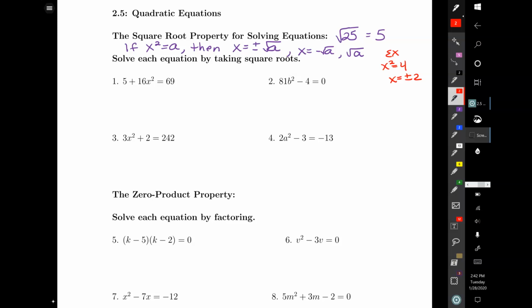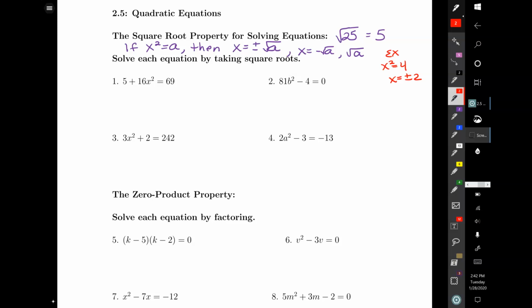So the first thing we have here is 5 plus 16x squared equals 69. Now if this was some kind of word problem, it might say, when does the curve hit 69 on the graph? Like the y component would be 69.